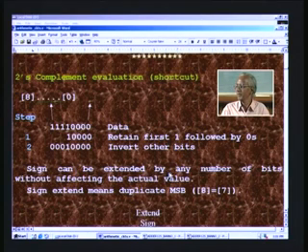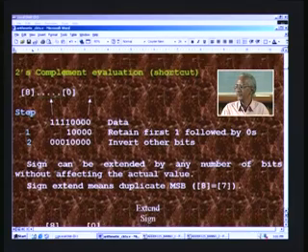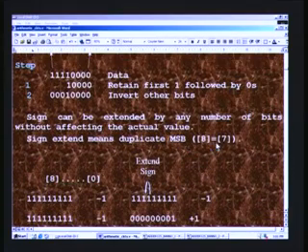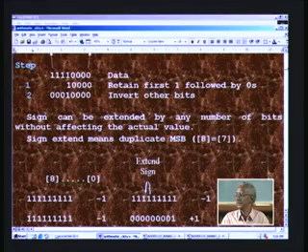Sign can be extended by any number of bits without affecting the actual value. So here what we say is the MSB is a sign bit, and you can append this sign bit repeatedly any number of times, and thereby the actual value will not be changed. And extension means duplication of MSB. So in this case the 7th bit is duplicated as the 8th bit. The 8th bit refers to actually the 9th bit, because we start with a 0.